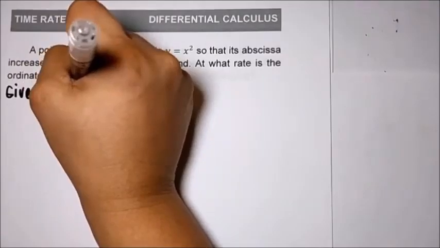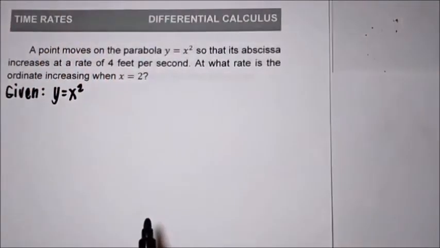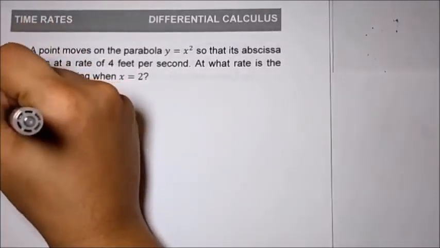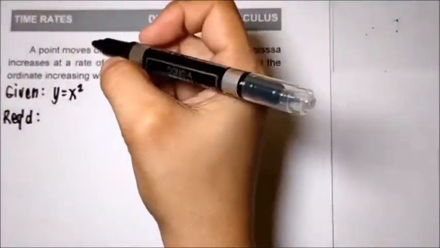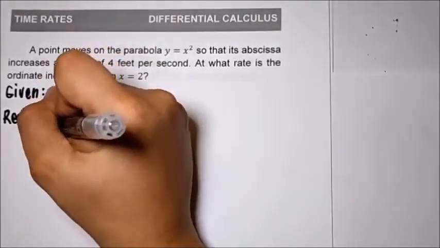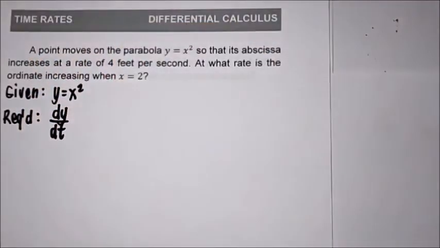It's the equation of the parabola. So at what rate is the ordinate increasing? When we say ordinate, it's the y. When we say abscissa, it's the x. So what would be the rate of the ordinate? We need to get dy over dt. Since it's a related rate, we will be differentiating the given with respect to time.